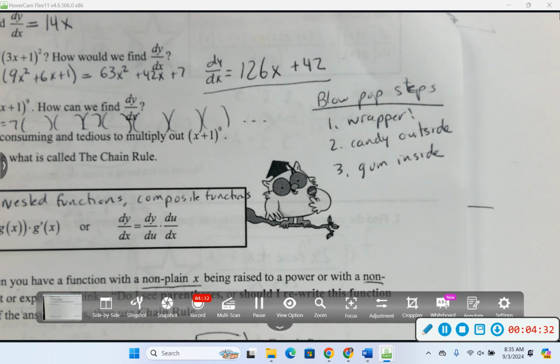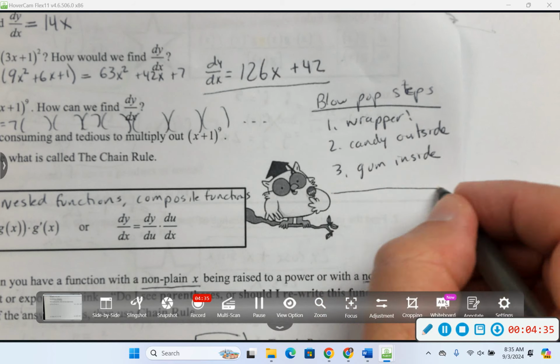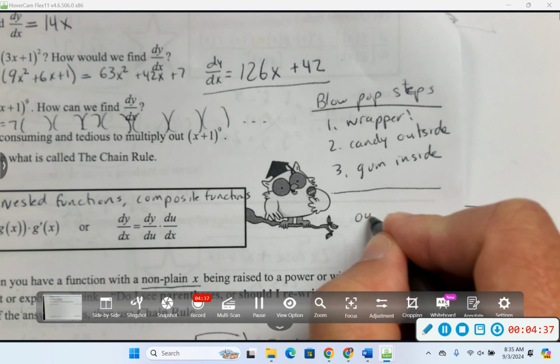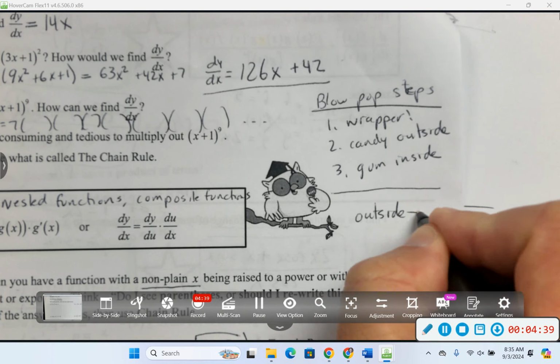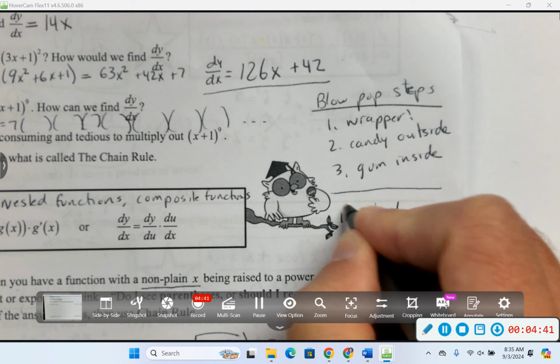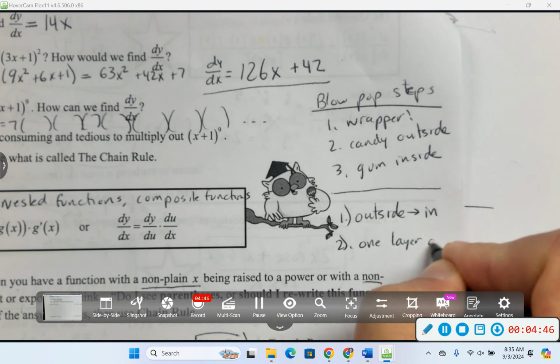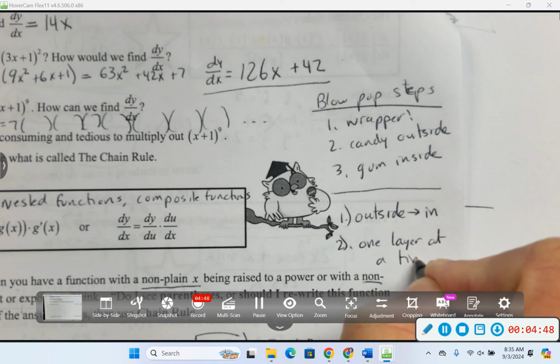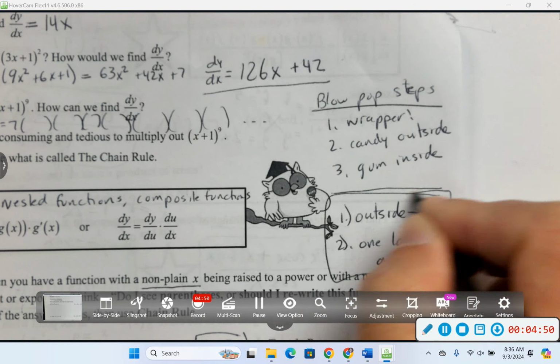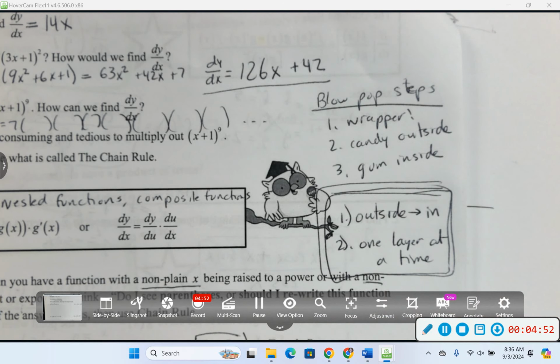The good news is, if we wanted to summarize this, we work from the outside in, and we do one layer at a time. And that's the chain rule. Work from the outside in, one layer at a time.